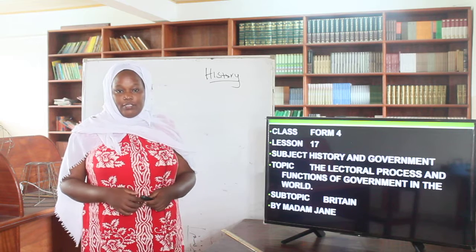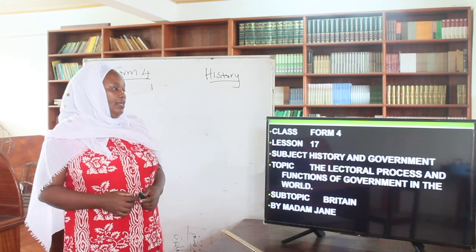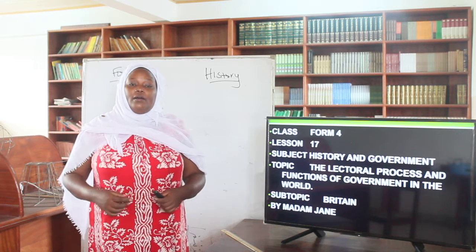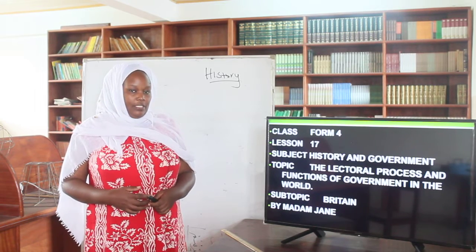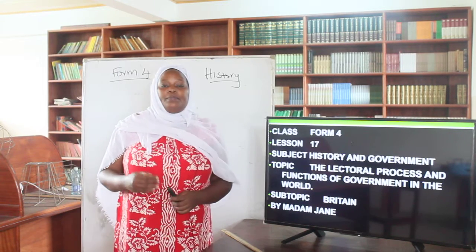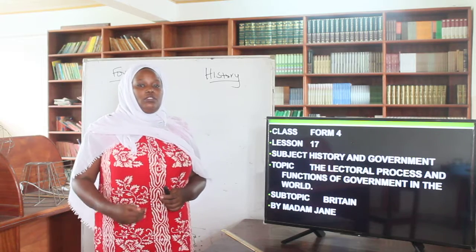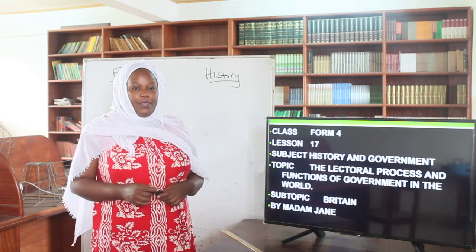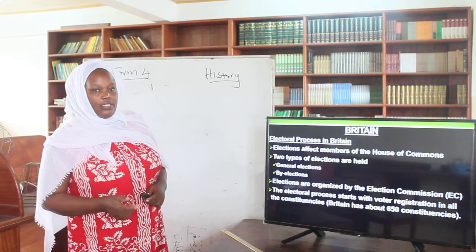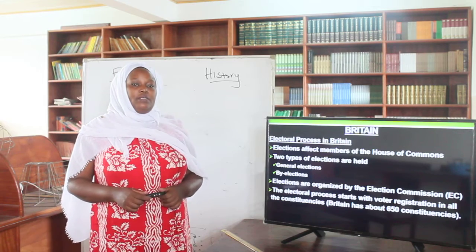And Britain, as we know, is a monarchical government, whereby they have the Queen, they also have the Prime Minister. So we'll be looking at the process of the elections, how they conduct the elections, and also the function of the government. So let's start with the electoral process in Britain.